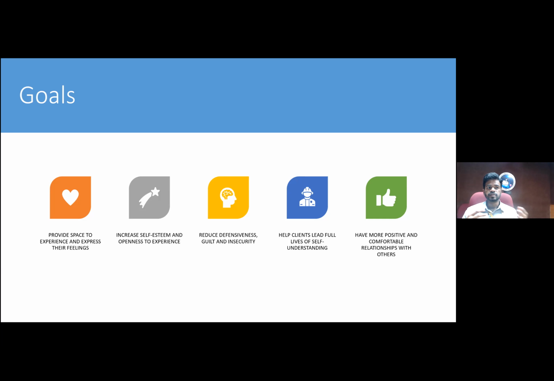And in that process, increasing the self-esteem and openness to experience or experiment, right? Newer things, to gain newer skills, or the deficits that they have lost, or the older skills which were there, they have forgotten about. So emphasizing those things, and thereby helping the clients to lead a full life of self-understanding in their own subjective manner, and not comparing with anyone else, so that they have a more positive and comfortable relationship with others.